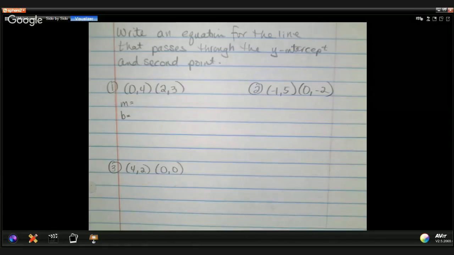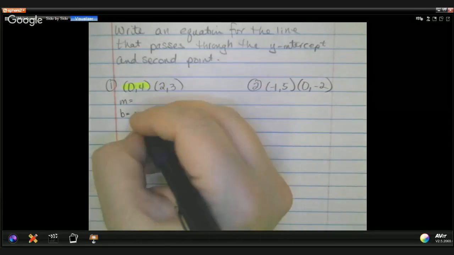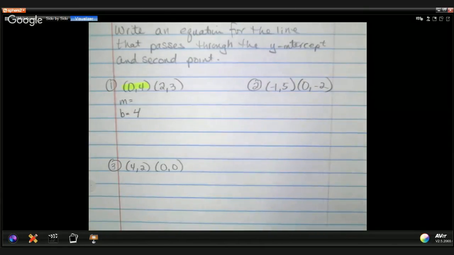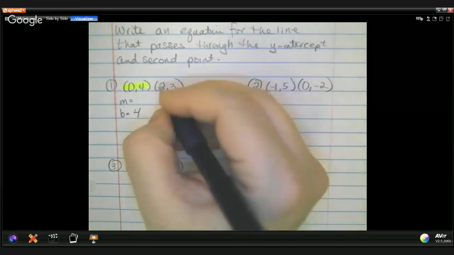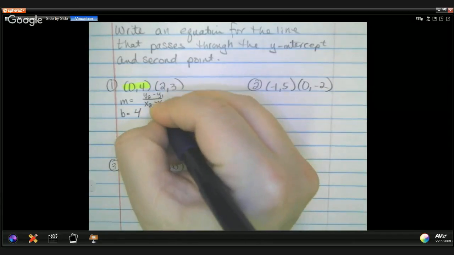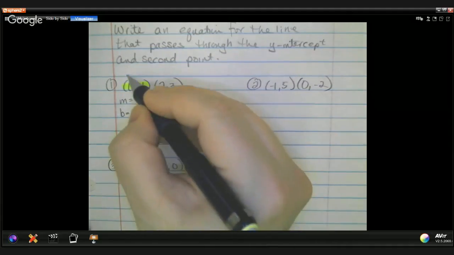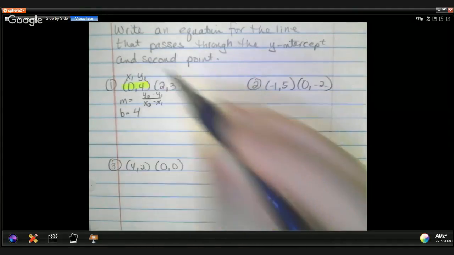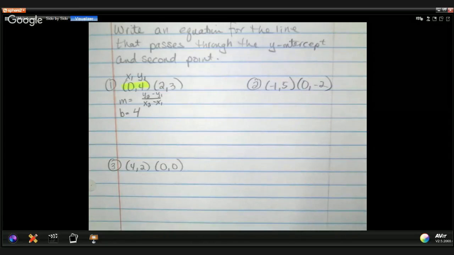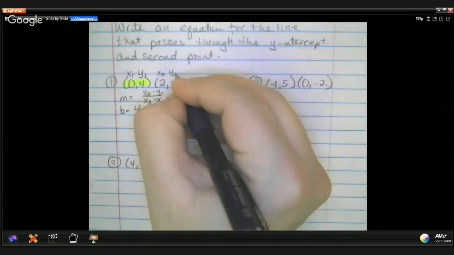My b is the one that's paired up with 0. So my b value for this problem is 4. My slope, I have to use my y2 minus y1 over x2 minus x1. Let me give myself enough space there. So remember when you label it, this is x1, and then this is y1, because it's the first point I see. Remember, it's always xy, xy. It's never going to be xx, yy. So remember, it's alphabetical. And then this is my second x and my second y.